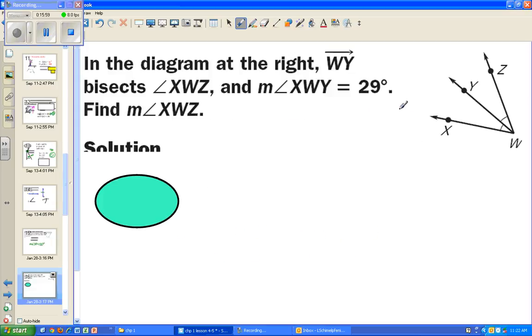Next, in the diagram at the right, ray WY bisects. As soon as I hear that, I'd arc it up if it was not already done, but it was for me. And the measurement of angle XWY equals 29, so I'm going to put a little 29 in there. Find the measurement of XWZ. XWZ is the large one. So if these are alike, I could put a 29 in this one also. So that means the big one is 29 plus 29, or 29 times 2, which is 58.